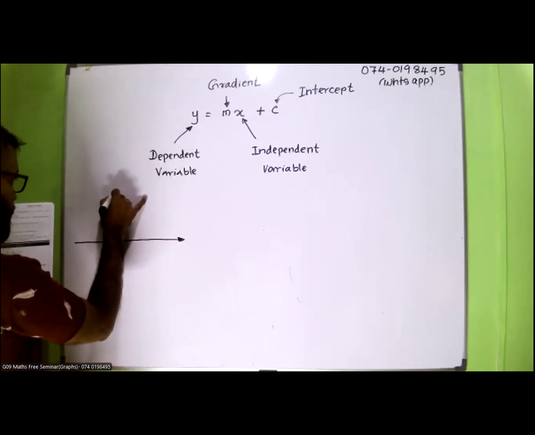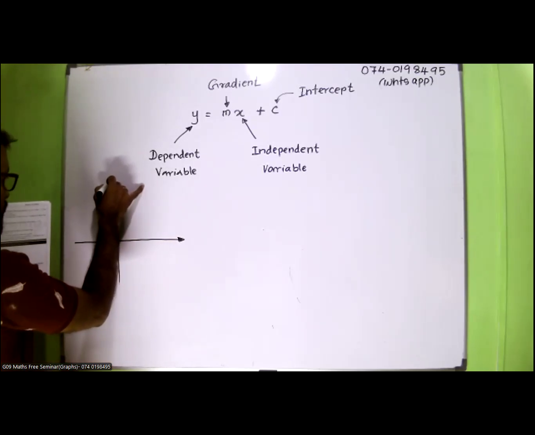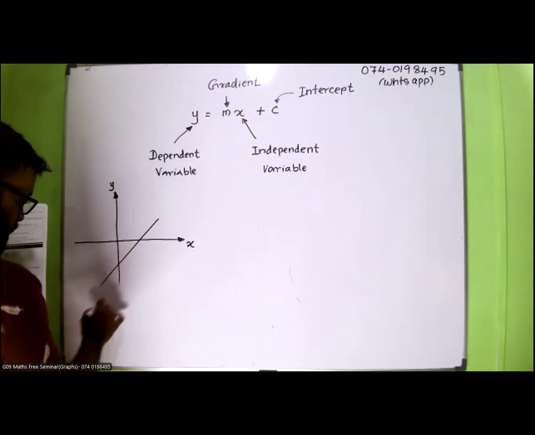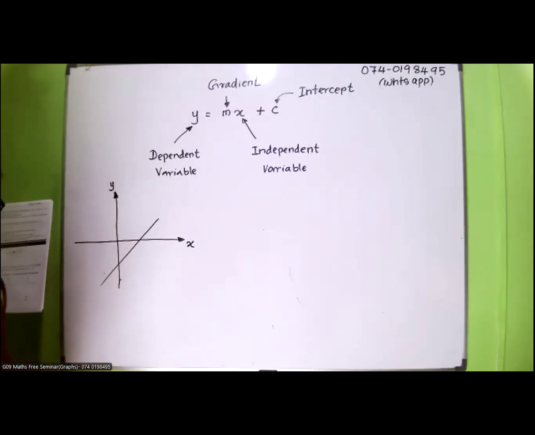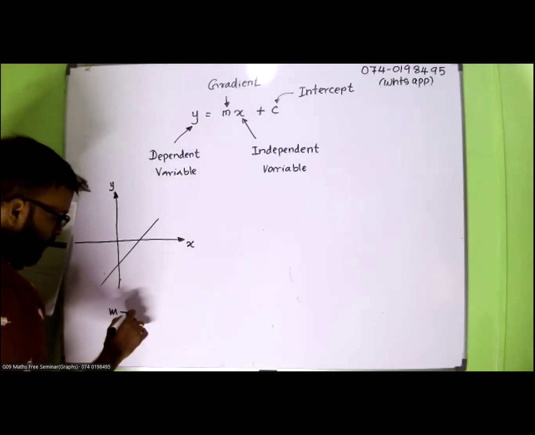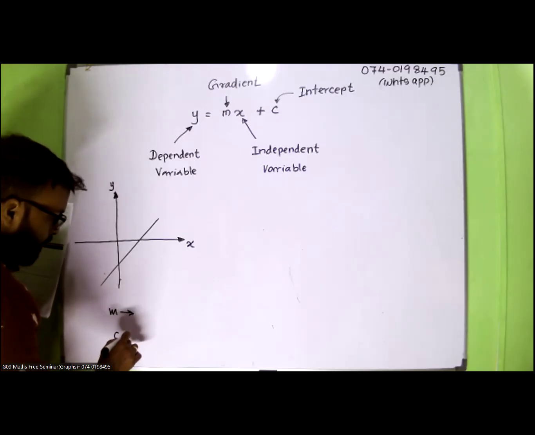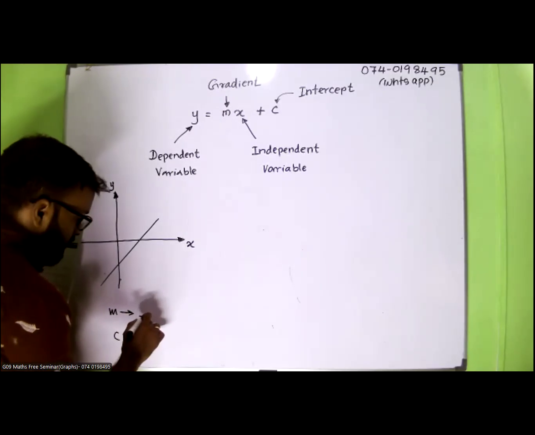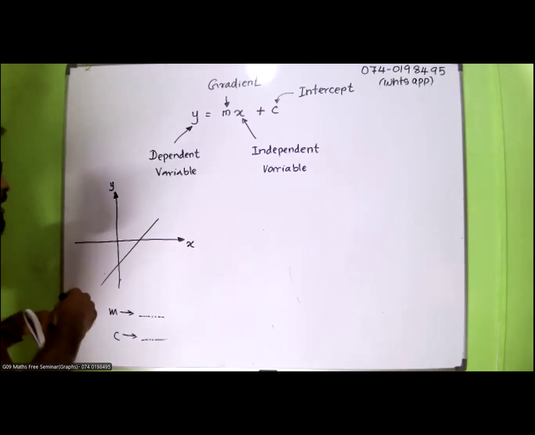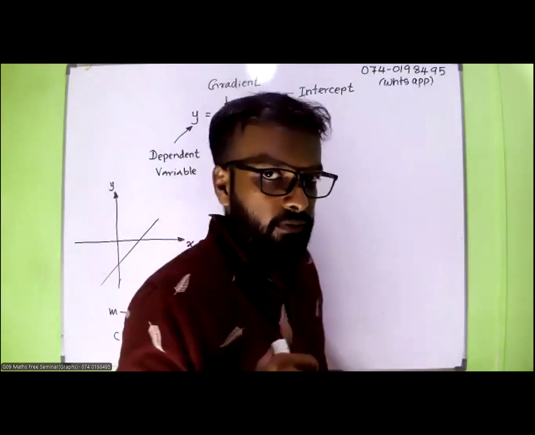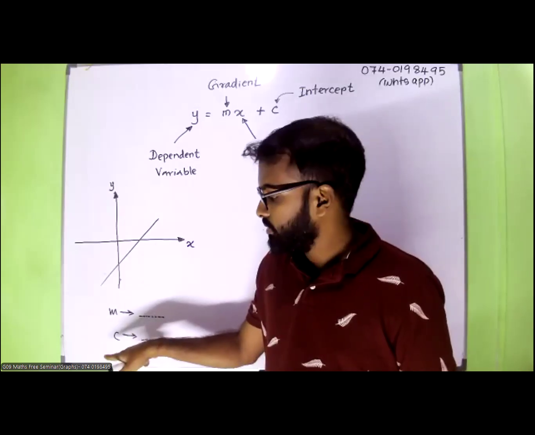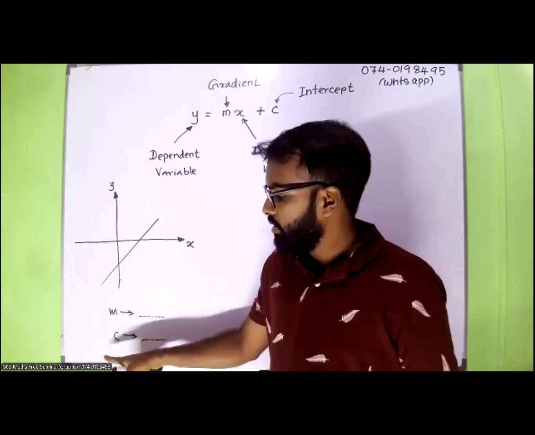So this is the first figure. This is the y-axis, this is my x-axis, and this is my graph. And below you have to write the sign of M and the sign of the intercept. By looking at this graph, you can write the sign of M and the sign of C, the sign of the gradient and the sign of the intercept.